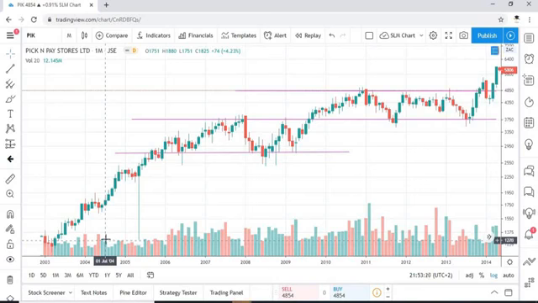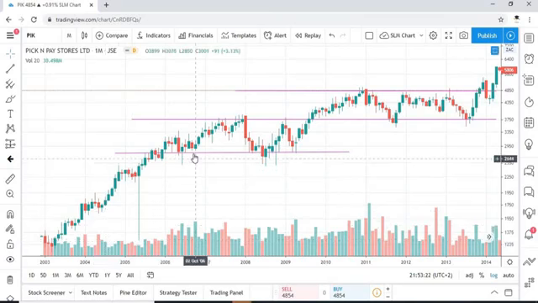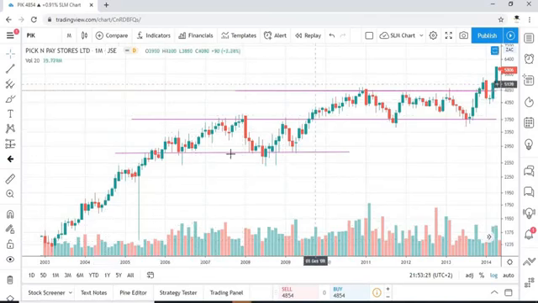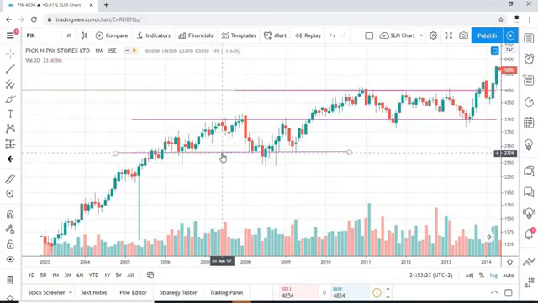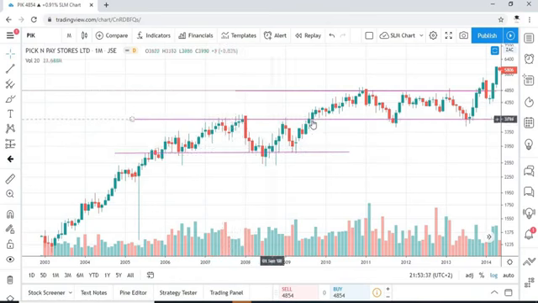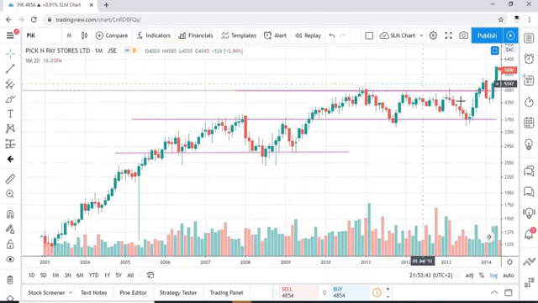Welcome back everyone. So we have now drawn our lines. Here we can see we have got a support line. Here we've got a resistance line that is acting as resistance for the first line that we drew. Then it was subsequently broken and it became the new support line, and we chose a resistance at this level.